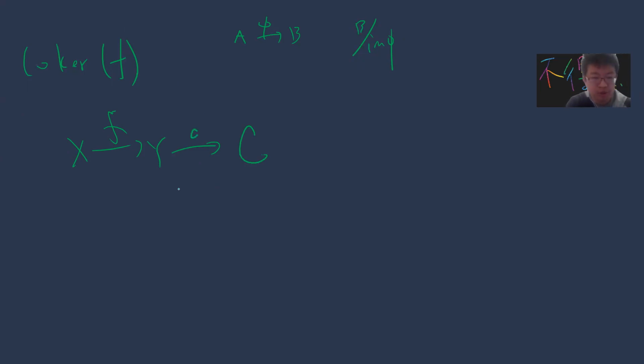A small c, such that cf is 0, and also if there's another c prime such that c prime f is 0, then there's a unique factorization, so you can find a map here. Okay, so this is unique, the same thing as a co-kernel. And you can also define an image. Okay, so let me give a definition.